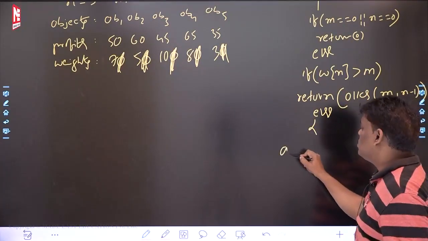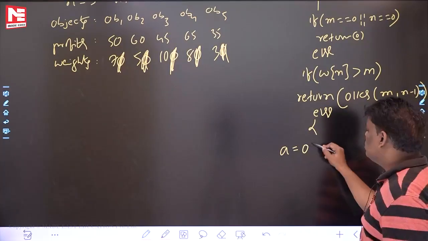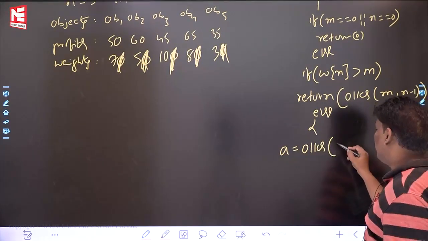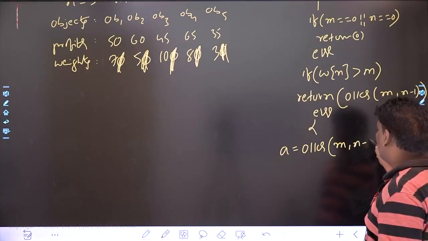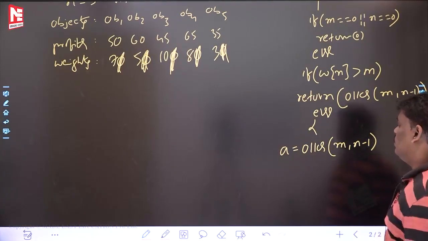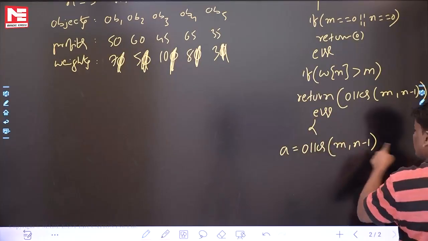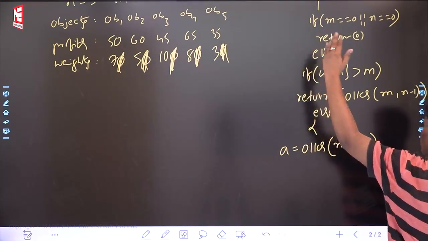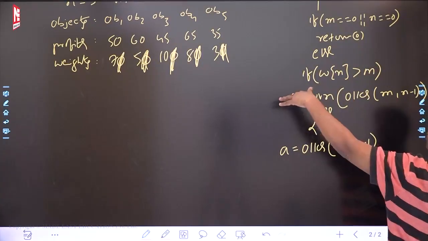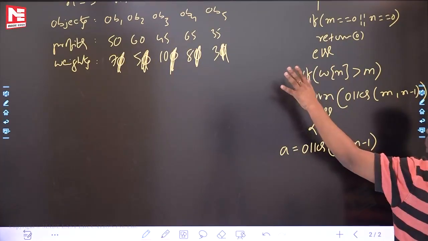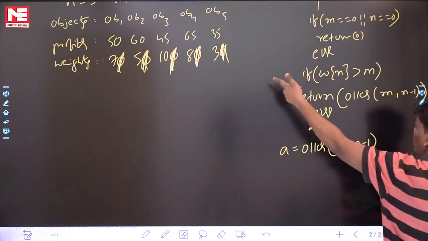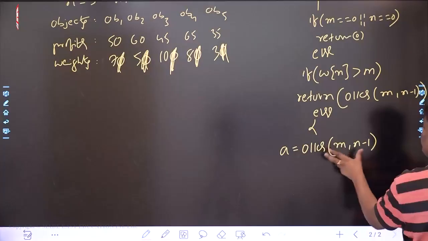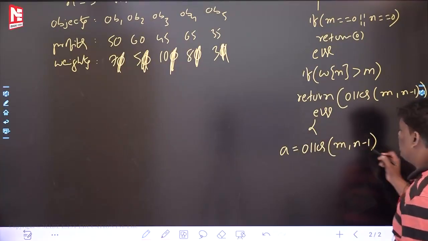See the answer. A is equal to 0/1 knapsack of m comma n minus 1. What is the meaning? You don't take that object. You are at the nth object, and you may take it or you may not take it. Is it profitable or not? I don't know. So without taking that one, I will find out what profit I will get. Assume that I got A.